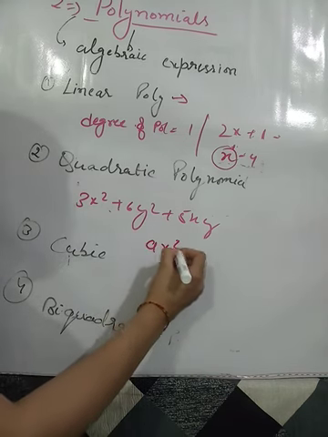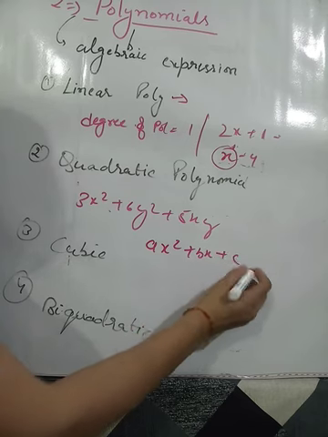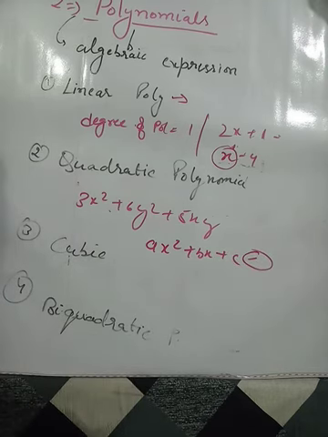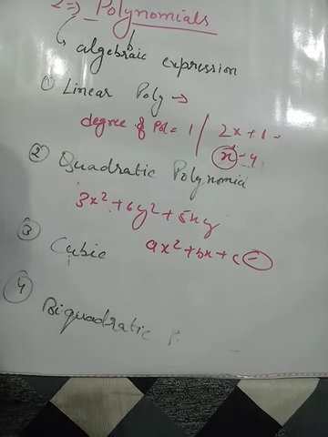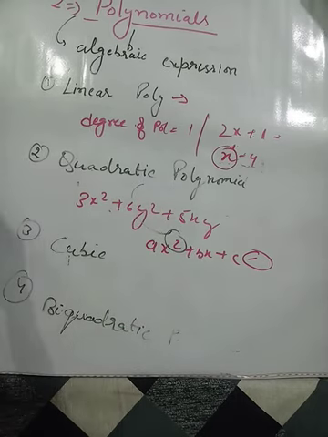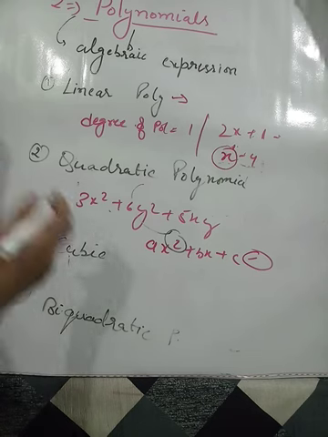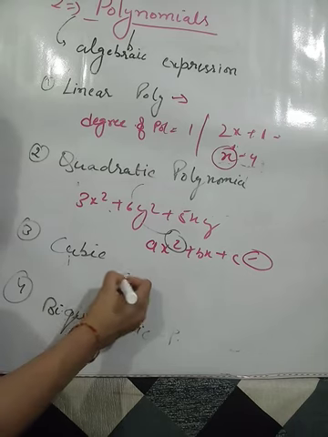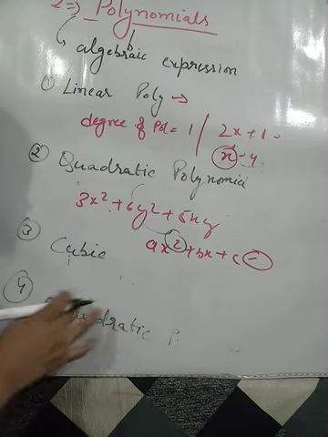Take another example: ax square plus bx plus c. In this expression, the highest power of x is 2, that is, the degree of the polynomial is 2, so it is a quadratic polynomial. If the degree of the polynomial is 3, degree means, you can better understand, the highest power of the variable. Let's take an example, let a is equal to 3.